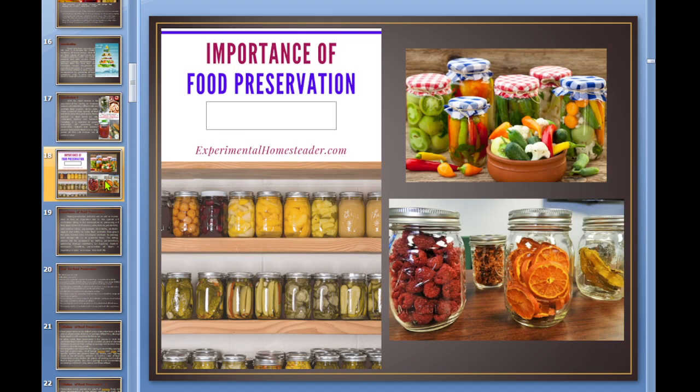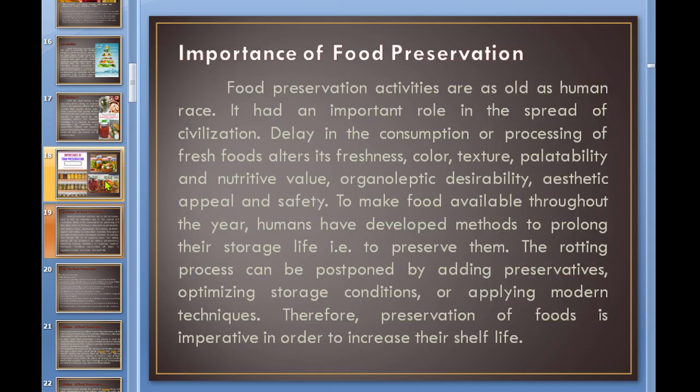Next, we have here the importance of food preservation. Food preservation is an activity that is as old as the human race. So it is much older, class. Even before our time, of course, food preservation already existed. Their methods were just different before. The standards were different from our standards today.